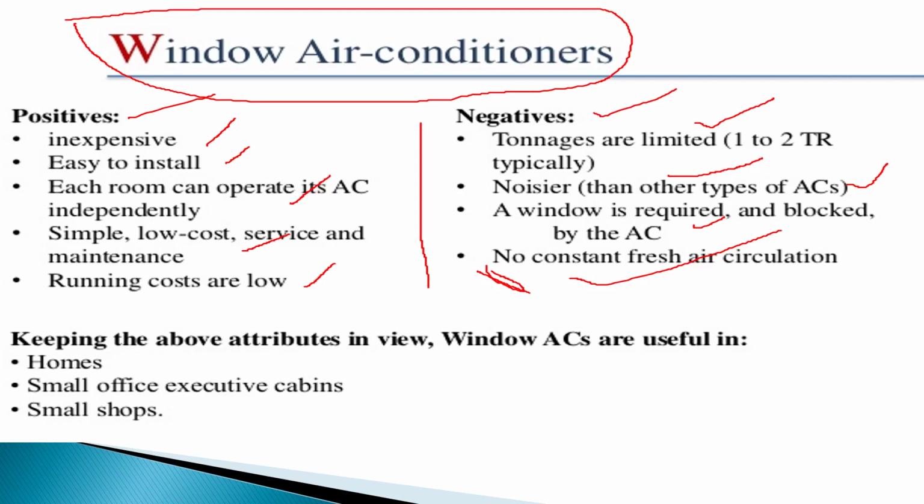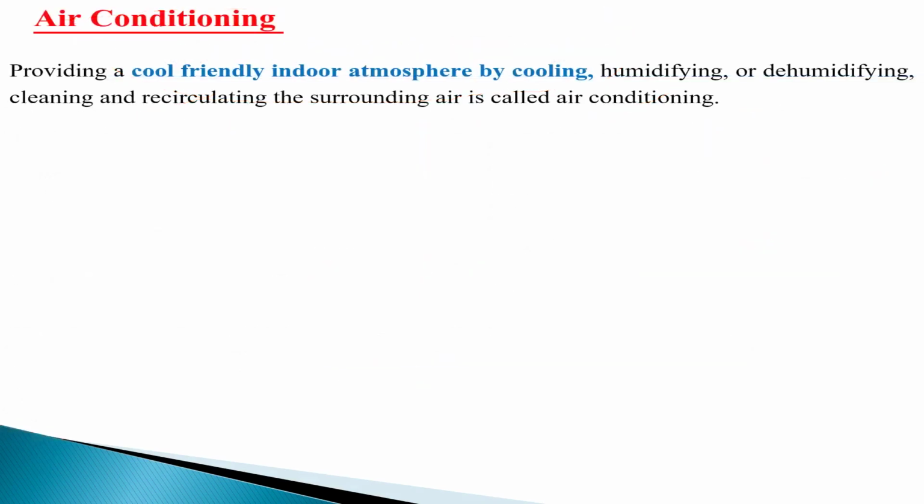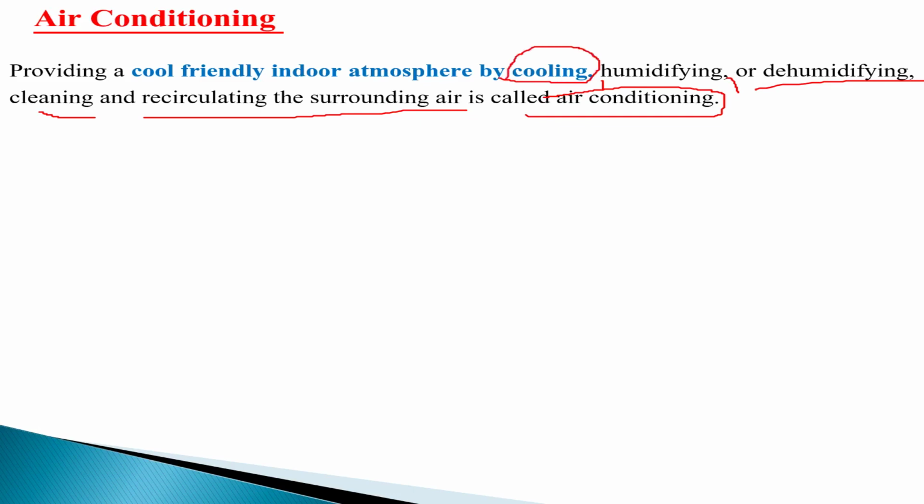Keeping the above attributes in view, window ACs are useful in homes, small offices or executive cabins, and small shops. Now, providing a cool, friendly indoor atmosphere by cooling, humidifying or dehumidifying, cleaning, and recirculating the surrounding air is called air conditioning. Here, the points to be considered: number one is cooling. Air is cooled and supplied to the room or hall which is to be maintained.